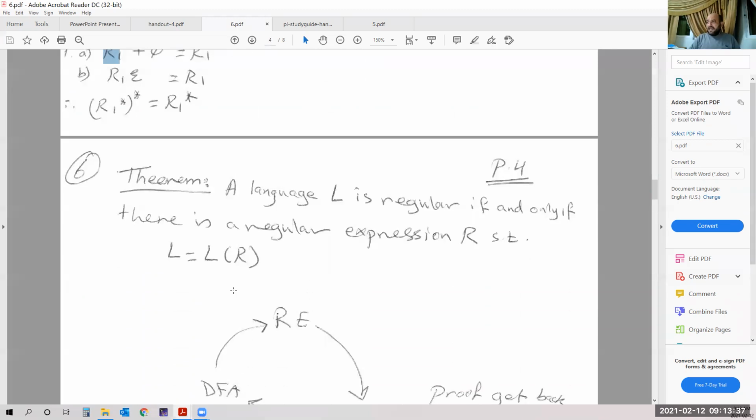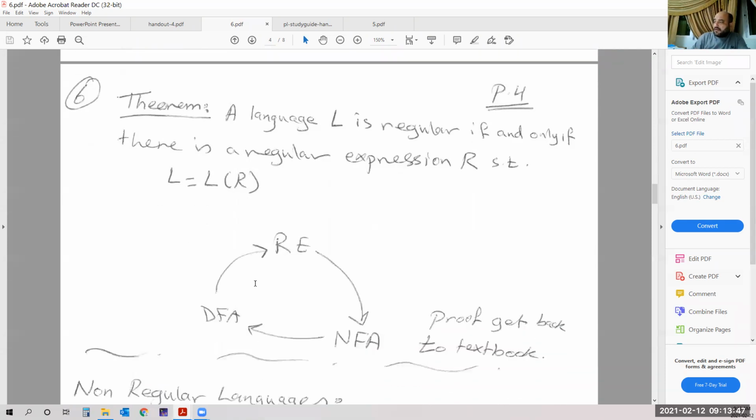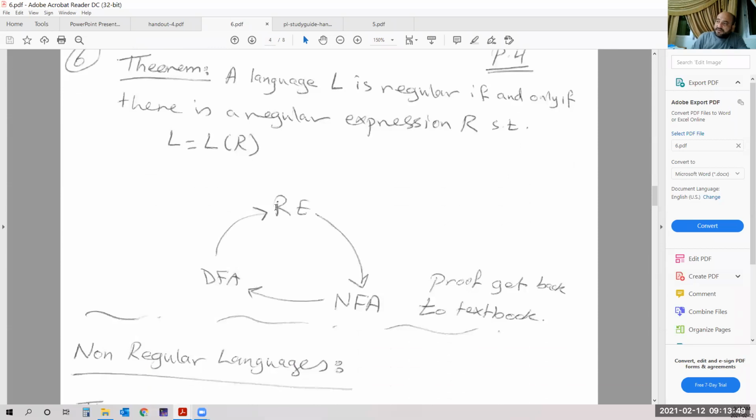So this is what I was saying. A language is regular if and only if there is a regular expression R such that L equals L of R, and we can convert a regular expression to an FA, and we can convert an FA to a DFA and vice versa, and a DFA to a regular expression. If you want to look at the proof, go to the textbook.